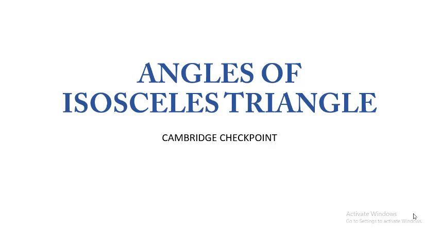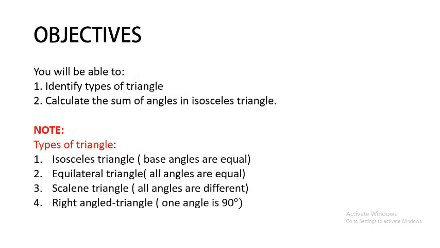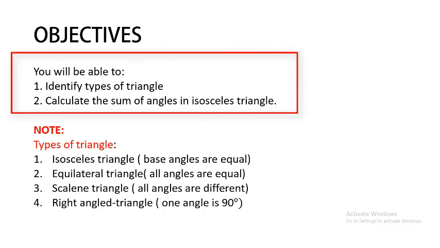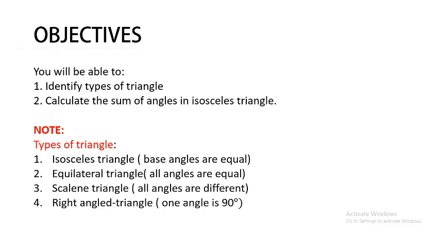So in our next lesson we have angles of isosceles triangle. This is a type of triangle. By the end of this lesson you'll be able to identify types of triangle, and you'll be able to calculate the sum of angles in isosceles triangle. So here we have some points that you need to know before we go into details.